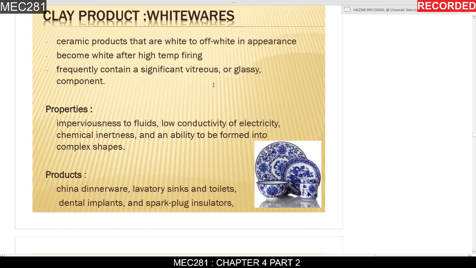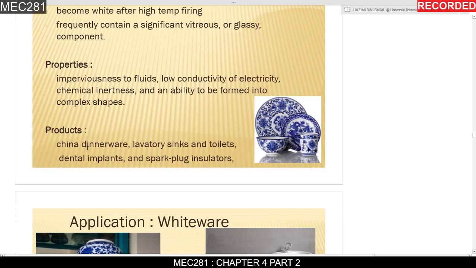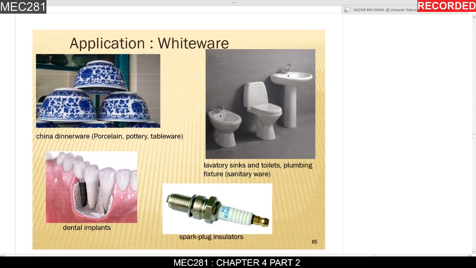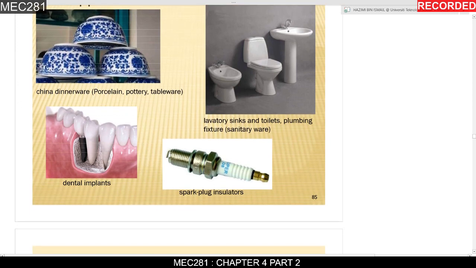Frequently contain a significant vitreous or glassy component. So, dia licin dan kilat sikit macam materials of glass. Tapi dia still daripada clay product. Okay, properties dia imperviousness to fluid, low conductivity of electricity, chemical inertness and ability to be formed into complex shape. Okay, product dia China dinnerware, laboratory sinks and toilet, dental implants and spark plug insulators. Okay, application of whiteware macam kita tengok sini lah, pinggan mangkuk kita. Okay, tandas kita, spark plug dan juga gigi.